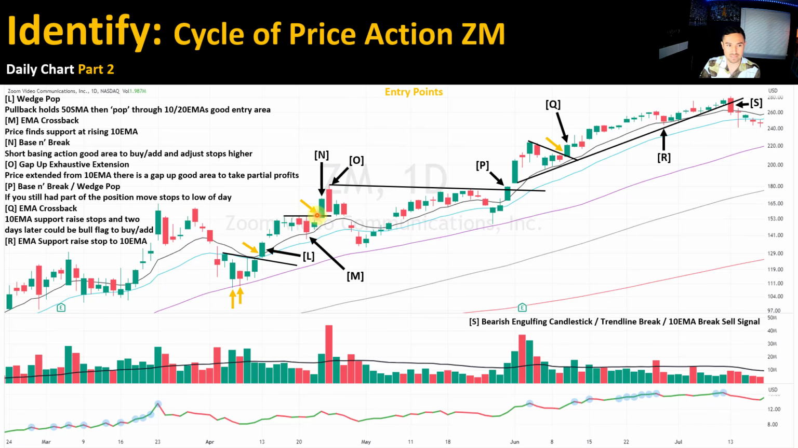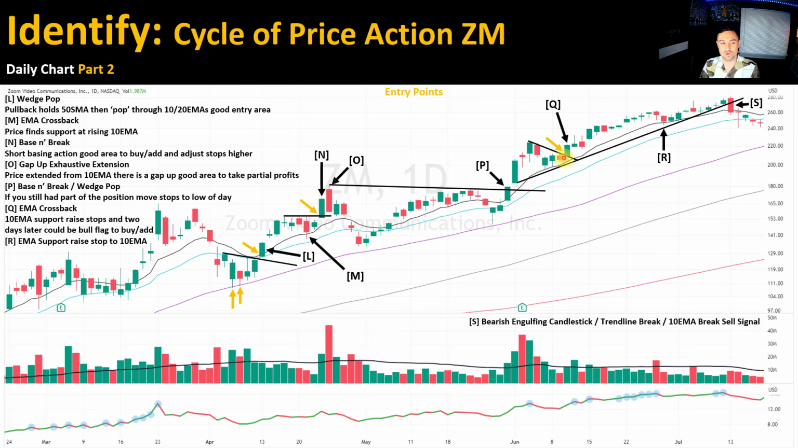At N is a basin break, which goes for about 2 days, turns around and then fails. So O is a gap up exhaustion extension, pulls back down, the stock rebases. Then at P, you get your base and break. So you see how the stock builds a decent base. There's your base and break. And then at Q, this is your EMA crossback, which also turns into a little bit of a bull flag or bull pennant type pattern in here. So see how it pulls back down in here.